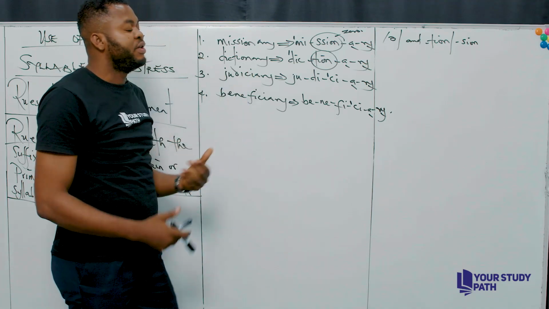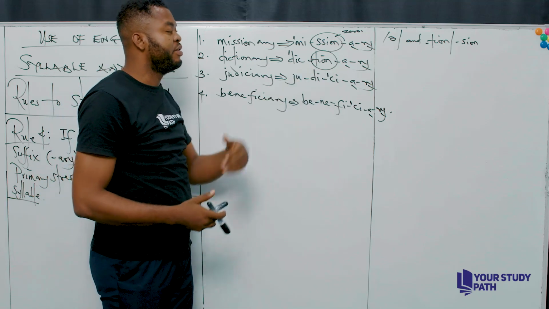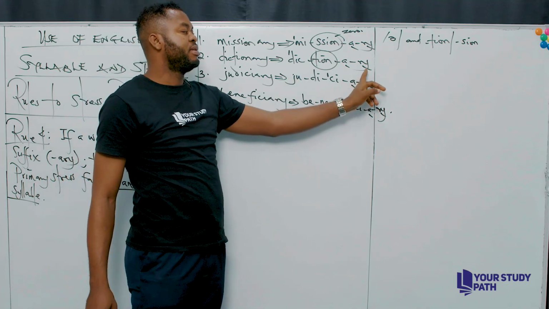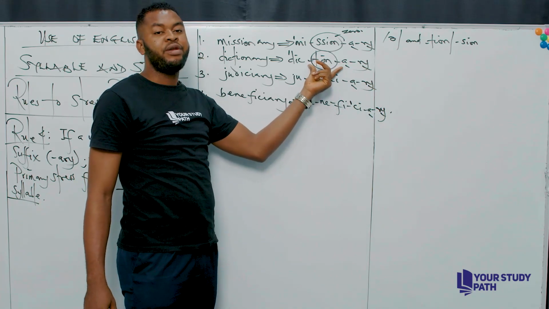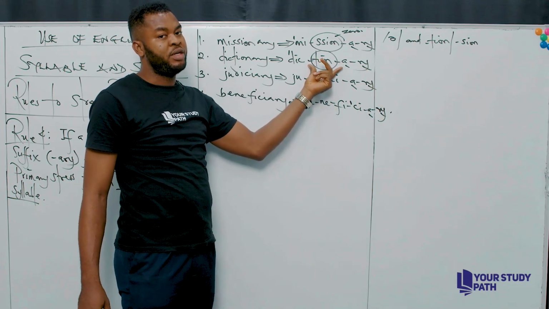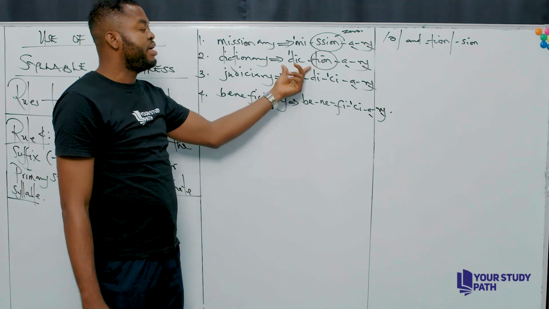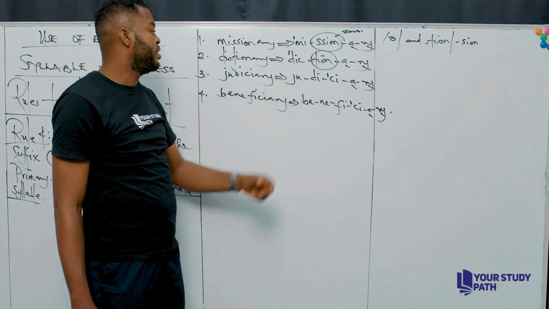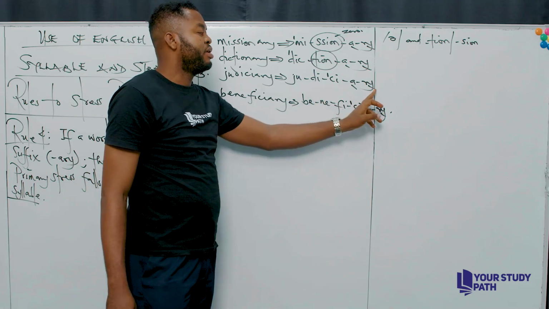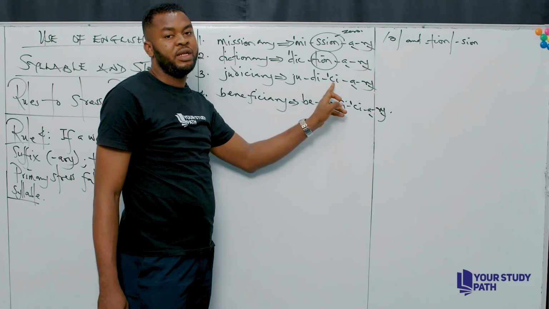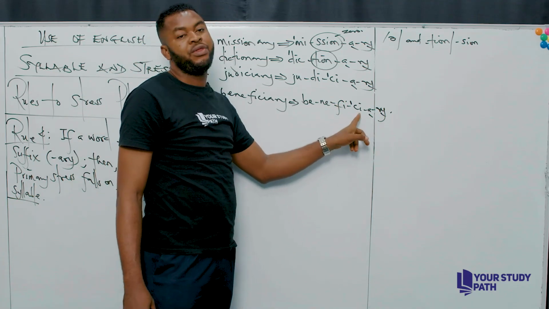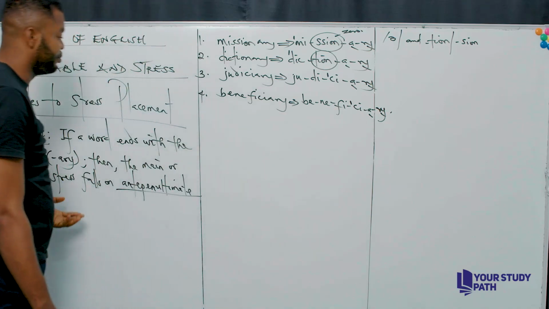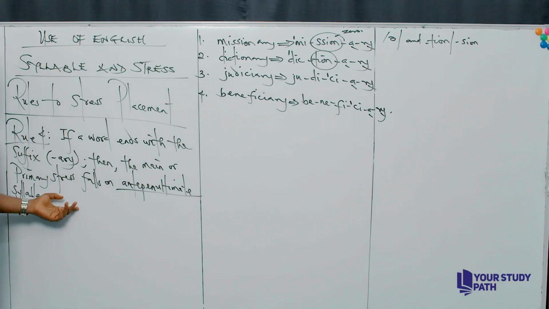Now, you have dictionary. Here is the syllabic division. And you have, this is the last syllable, second to the last syllable, because T-I-O-N do not take any form of stress, okay? So the main or primary stress is on D-I-C. Now, you have judiciary, last syllable, second to the last, and third to the last syllable. Then beneficiary, last syllable, second to the last, and third to the last syllable, according to the rule. I hope this is understood, class.